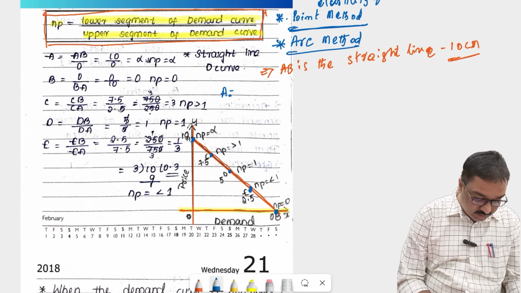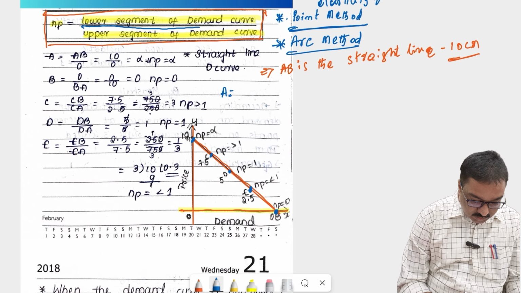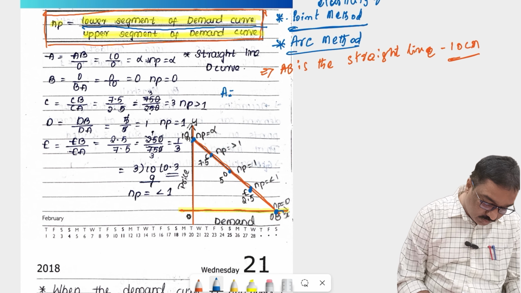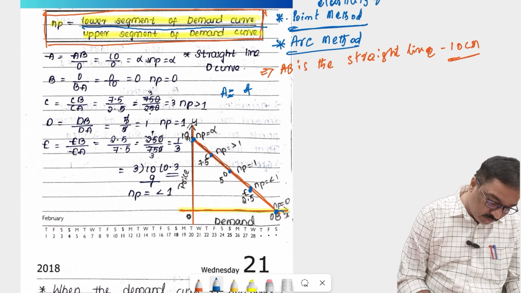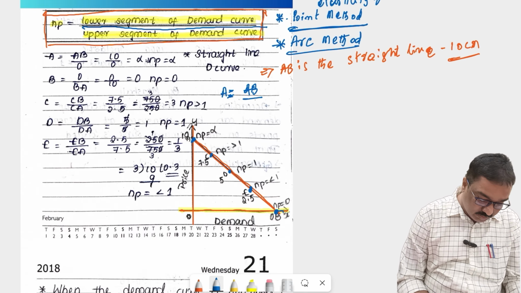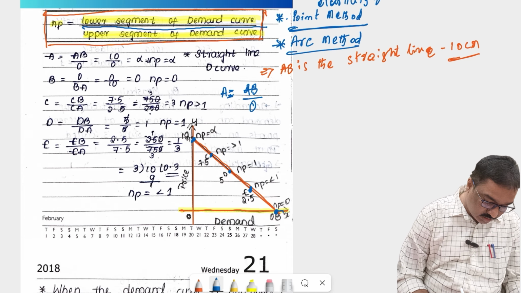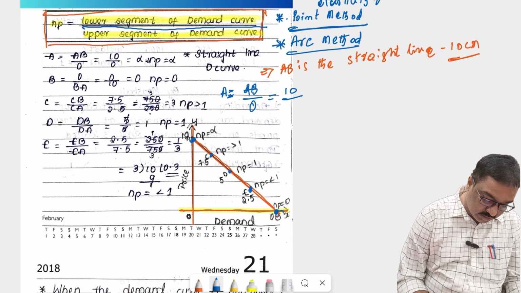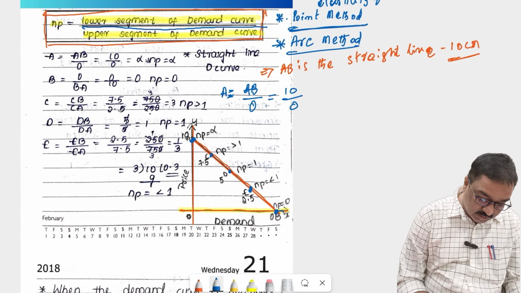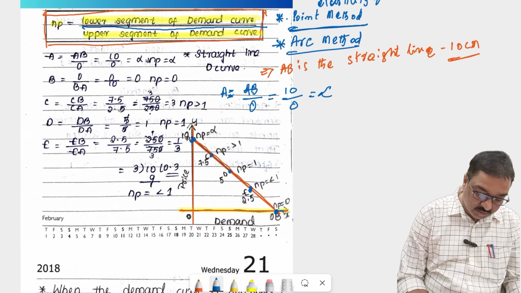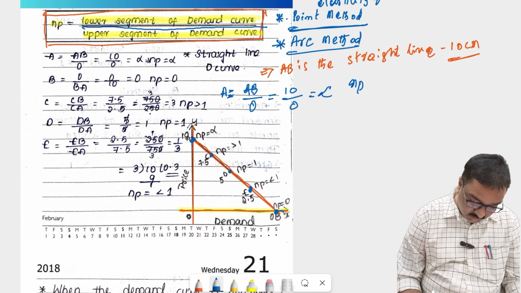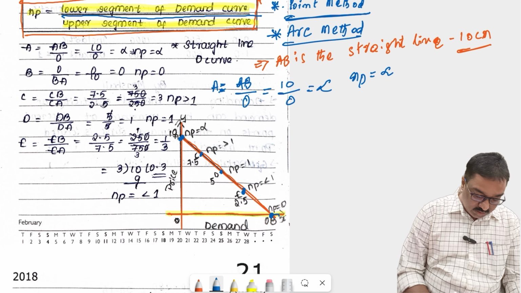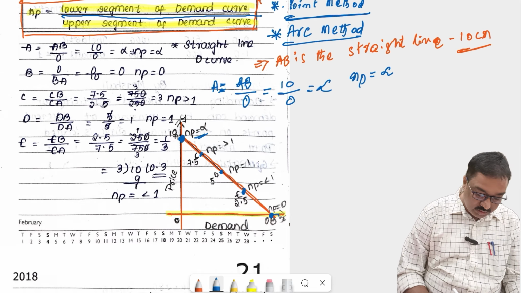So the equation is the lower segment of the demand curve divided by the upper segment. At point A, the lower segment is AB, which is 10 centimeters, and the upper segment is 0, since there is no point before it. So 10 by 0 is always infinity. So Ep is equal to infinity at the point A.